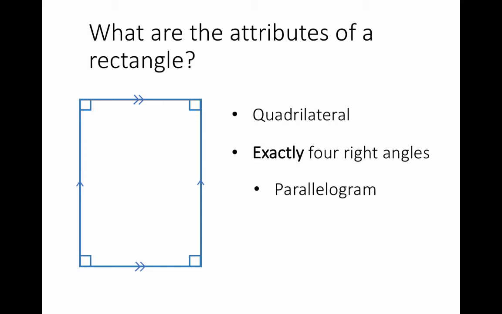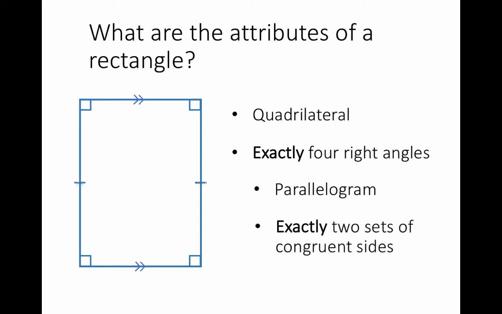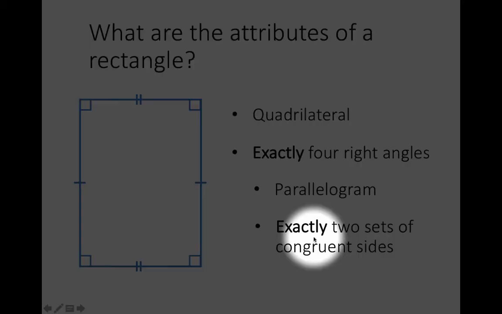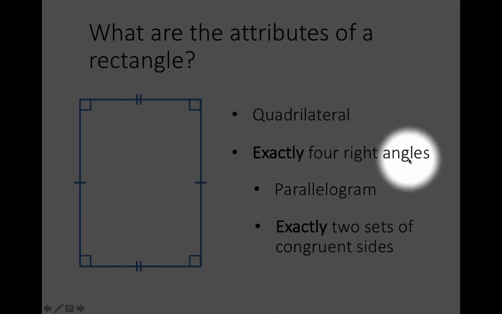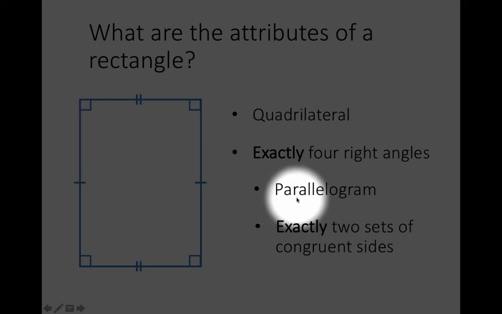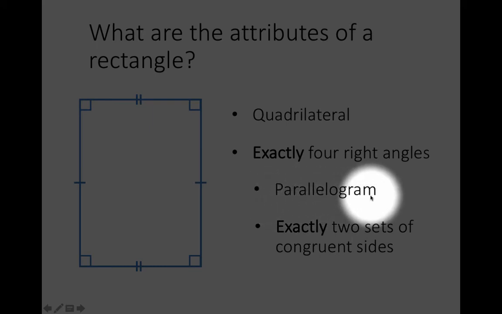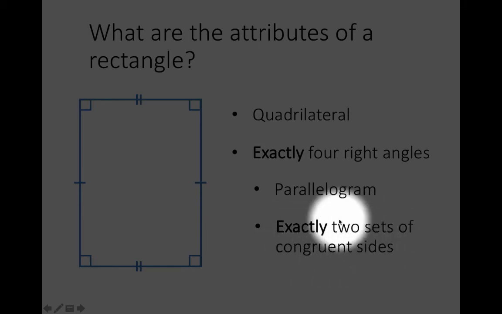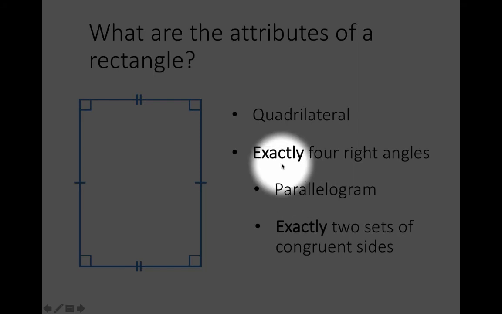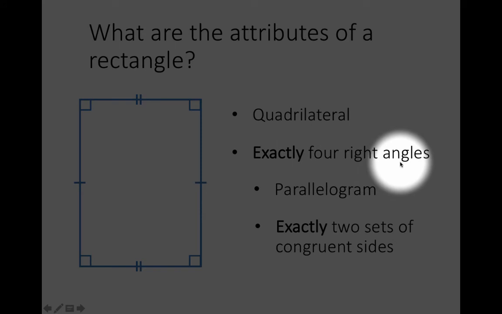Because a rectangle is a parallelogram, because its opposite sides are parallel, they must also be congruent. However, it is possible to prove that a rectangle has exactly 2 sets of congruent sides directly from the definition of a rectangle as having exactly 4 right angles. So the fact that a rectangle's opposite sides are parallel and the fact that its opposite sides are congruent can both be proved from the definition of a rectangle as having exactly 4 right angles.